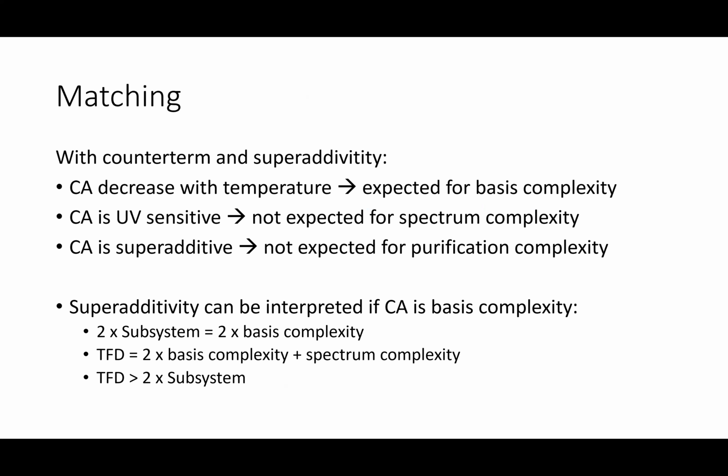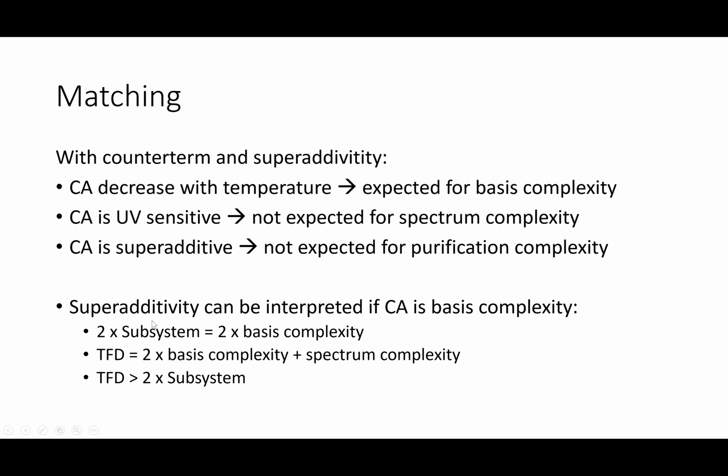Now, with the counterterm, and assuming that you have changed from subadditivity to superadditivity, then you have the property that CA actually decreases with temperature. And that's what's actually expected for basis complexity. It's still UV sensitive, so it can't be a spectrum. And it's superadditive, which is not expected for the purification. So now it looks more like basis if you have the superadditivity.